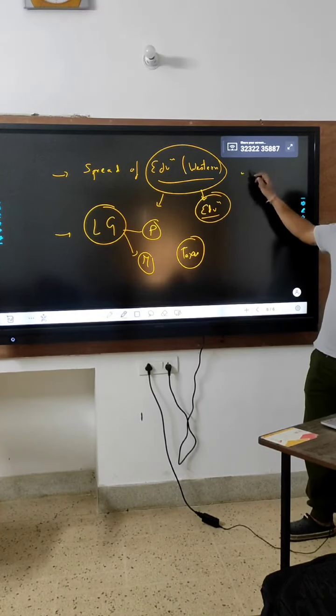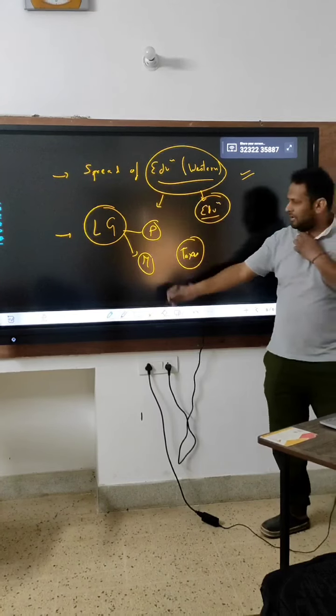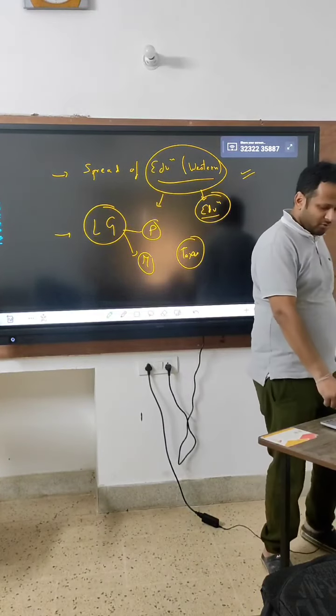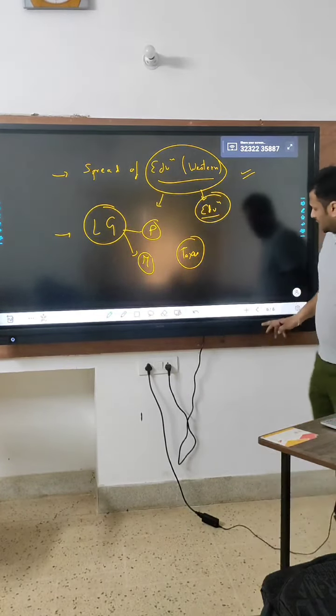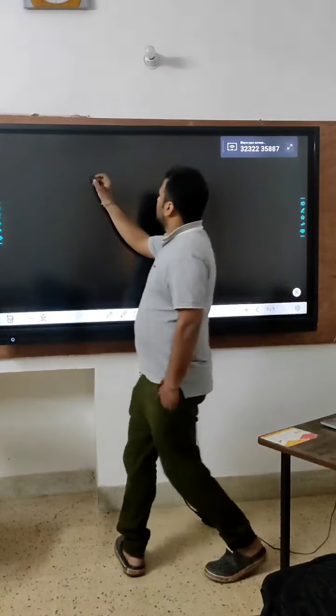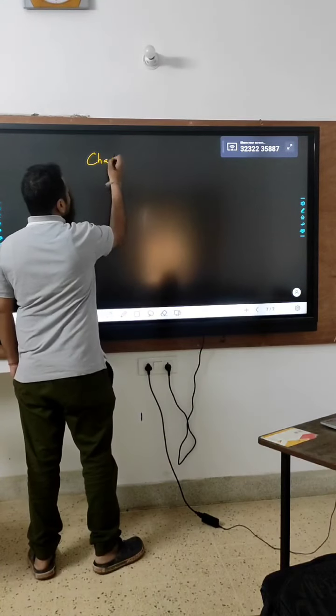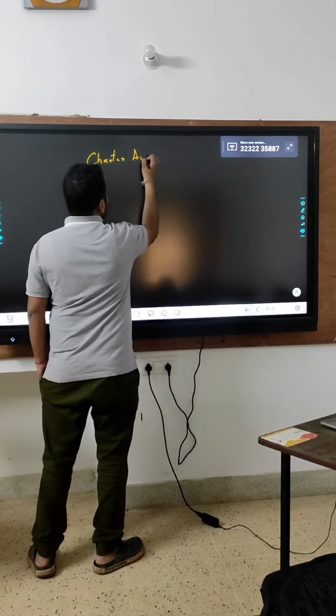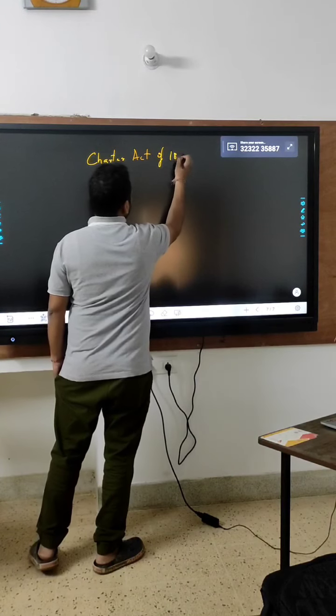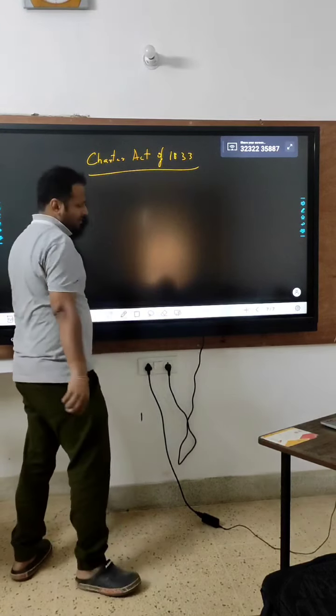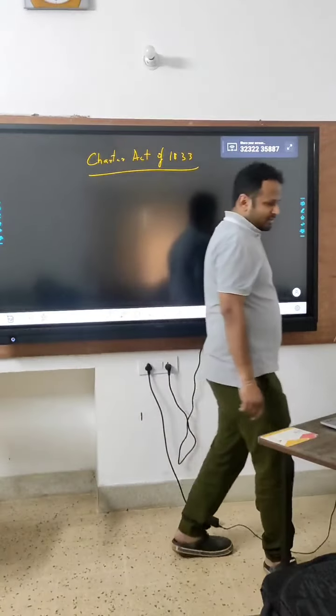Then the other points are education and local government taxes. The next topic is the Charter Act of 1833. In every 20 years, these Charter Acts will come.